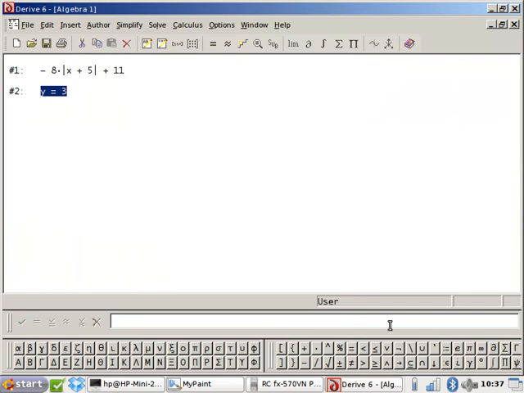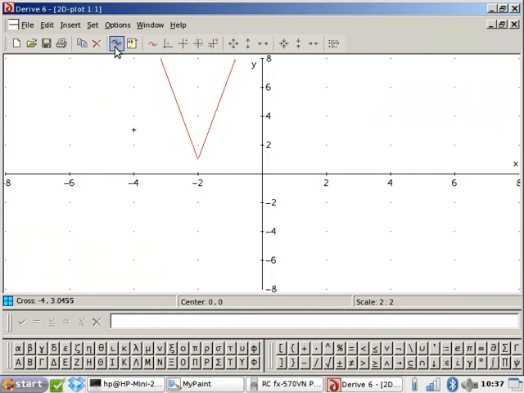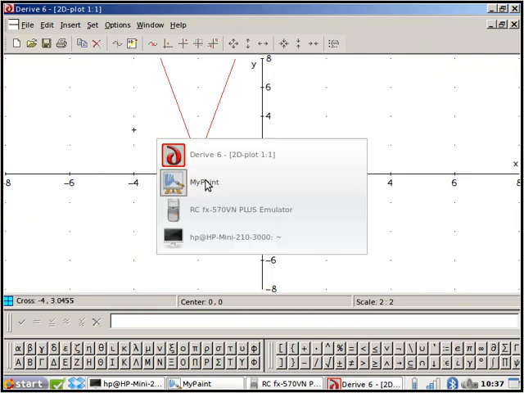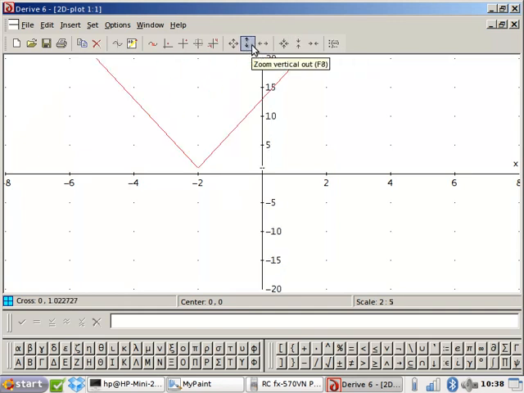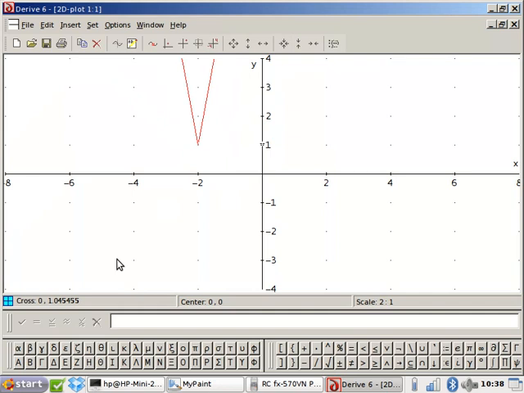Can you call out the function? What was it originally? 2 absolute 3x plus 6, plus 1. Okay. Did I say minus 2? I did. And did I say 1? Yeah, that looks like 1, doesn't it? Whoa. Yeah, that's what I drew. Now, that's one way to do it, and that's fine.